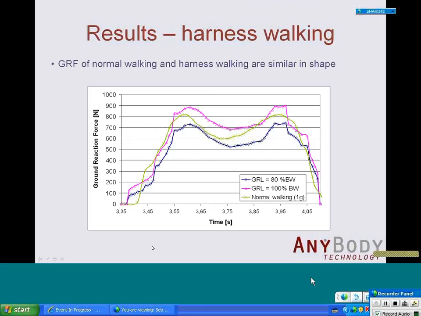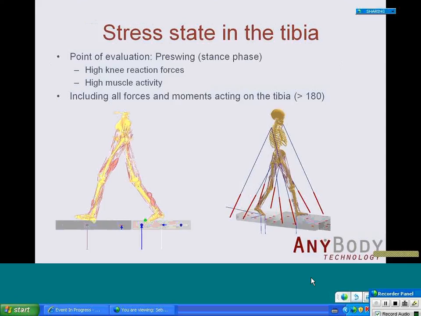So it's nice to know, but what would be even nicer is to get the real stress state, for example in the bones, in the tibia, to really evaluate the changes in the mechanics in the tissue. So for this case, we chose to evaluate one time step of this gait cycle, and the point of evaluation was the pre-swing in the stand state, which was chosen due to the high knee reaction forces and the high muscle activity acting at a certain point.